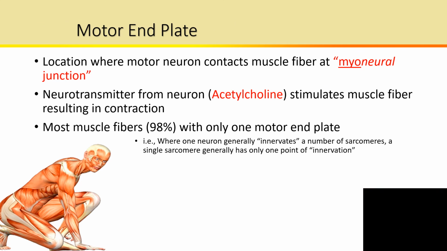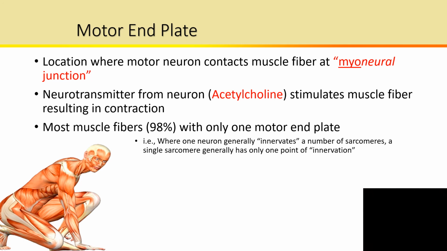Now, again, I mentioned that the area where that motor neuron contacts the muscle is called the myoneural junction at the motor end plate. Myo, muscle, neuro, nerve junction. And again, the neurotransmitter that we see is called acetylcholine, which stimulates the muscle fiber to contract. Most muscle fibers have only one motor end plate. Now, this is different from the motor unit itself.